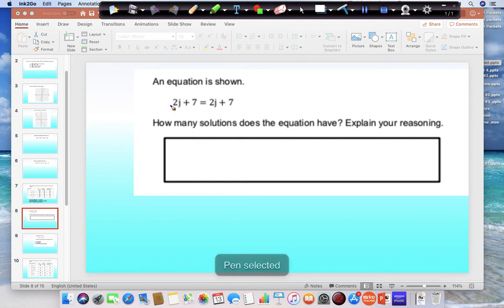Okay, it says an equation is shown. How many solutions does the equation have? Explain your reasoning. Again, they are completely the same on both sides. So our answer is going to be infinitely, sorry, it's really hard to write with this thing, infinitely many solutions.